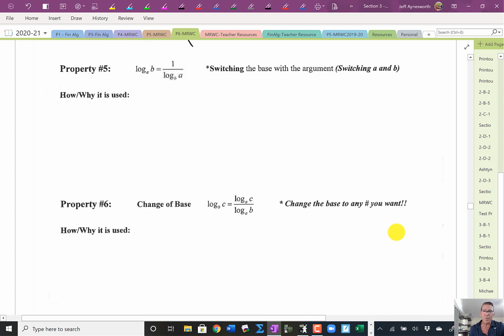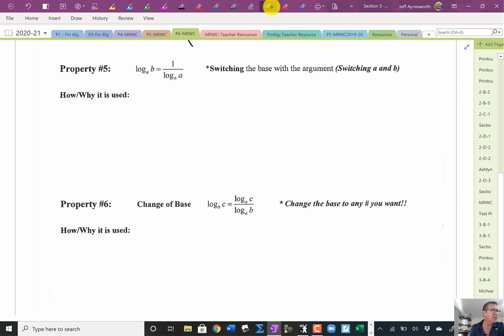Now, sometimes it's important to switch the base and the argument, switching a and b. When you do that, log base a of b is equal to the reciprocal, basically, or 1 divided by log base b of a. Notice that they're switched. You're switching a and b, and you'll see that being used. So let me show you a little application of it.